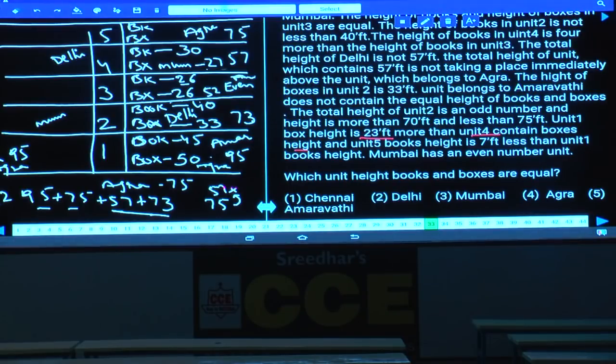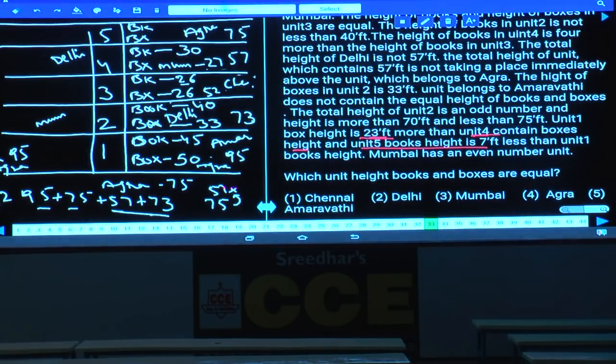Then what is the next one here? Chennai. And Chennai is left over. And Chennai must be floor number 3. Clear? Now as of now. Then box and box front. 23 more than unit 4 contains box height. And unit 5 book's height is 7 feet.